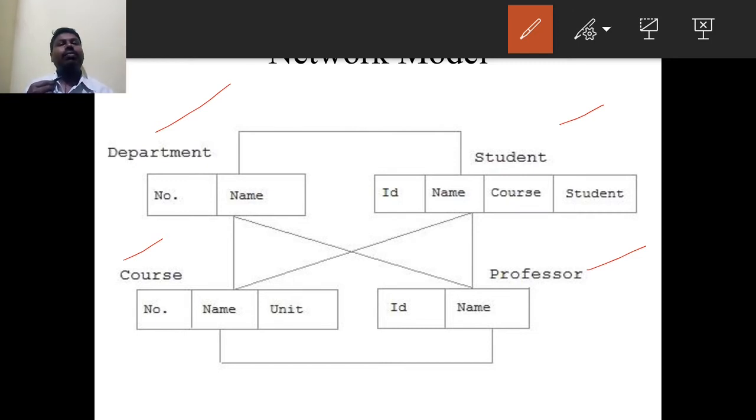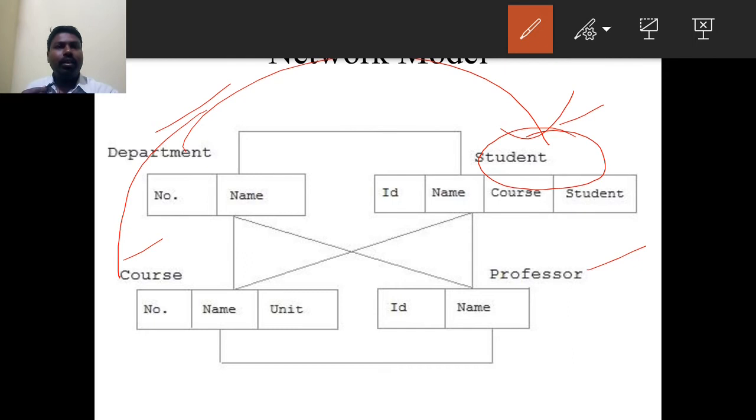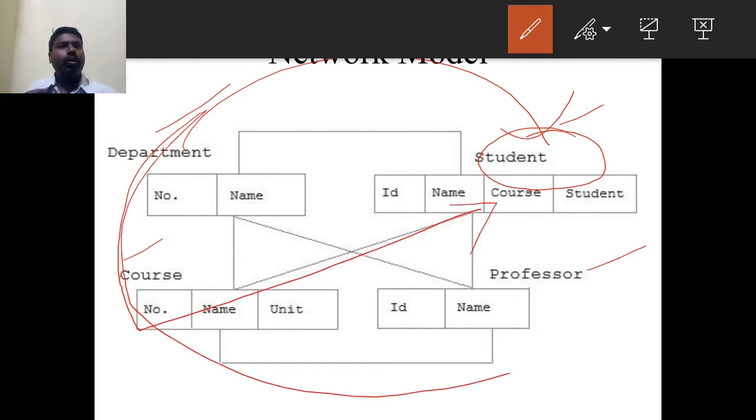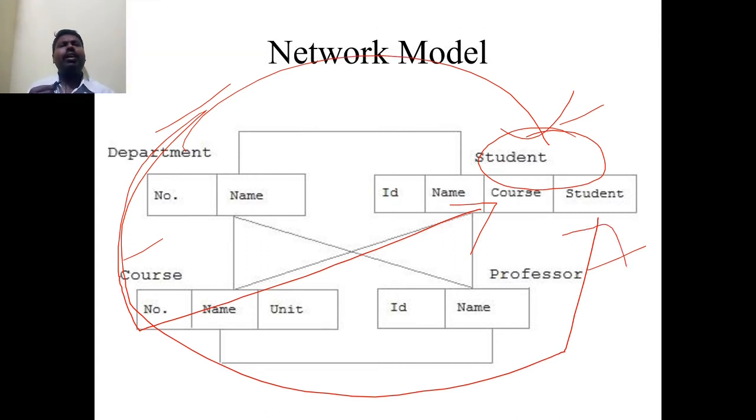So what is a graph? The entity can be reached with several paths. For example, you can take student. For the student, through department I can access, through department, course, student I can access, through department, course, professor I can access. So like this, several other paths are available to access the entity.